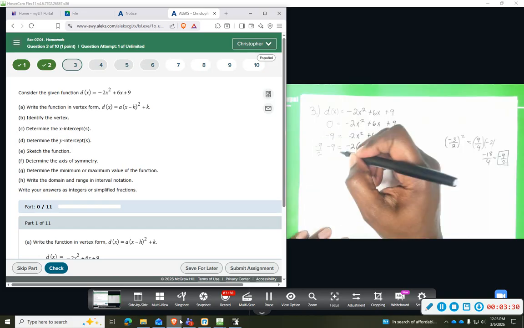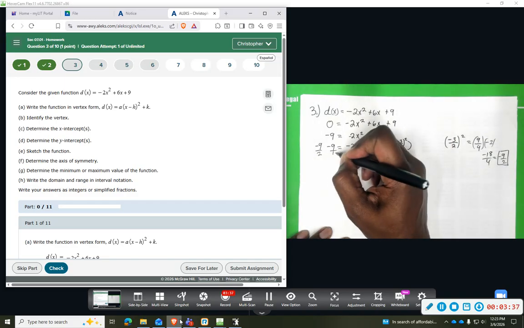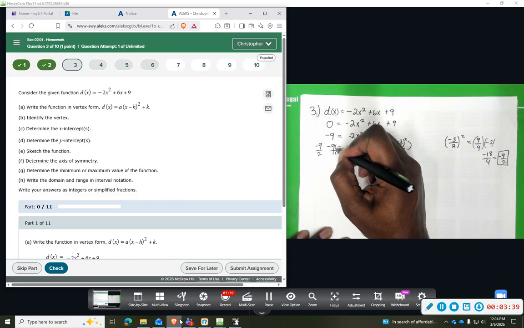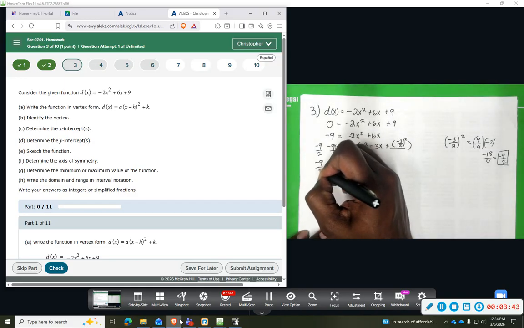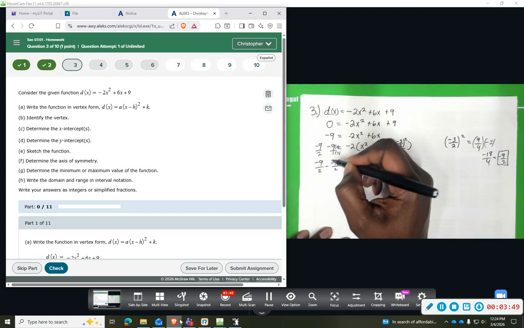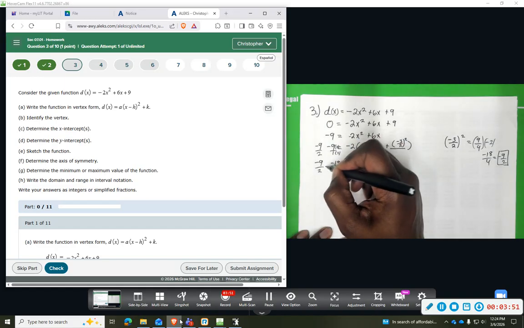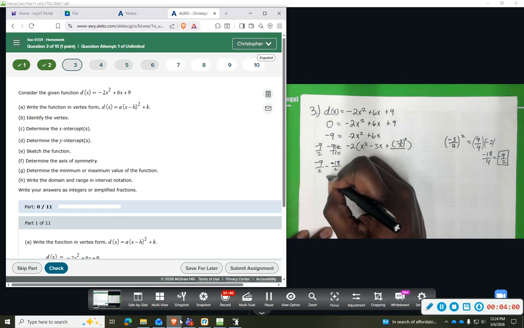And get it in vertex form. Now, I cannot add these because I need the common denominator. So I need to multiply this by 2. Negative 9 over 2. And we'll be subtracting 18 over 2. I didn't mean to minus a negative, but we're just subtracting the 18. It's going to give me a negative 27 over 2 on this side.